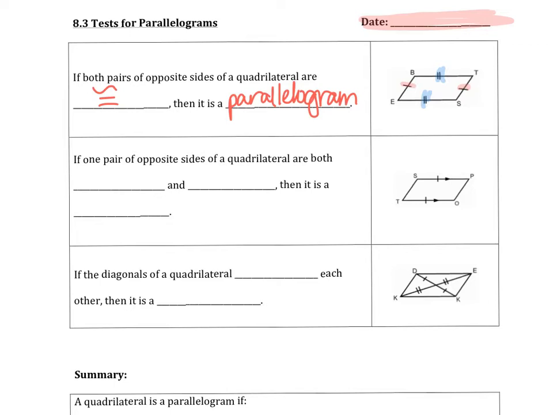Second way to test for a parallelogram is if one pair of opposite sides of a quadrilateral are both congruent and parallel. That's the sign for parallel. I'll write congruent in here in case you didn't know that. Then it is a parallelogram.